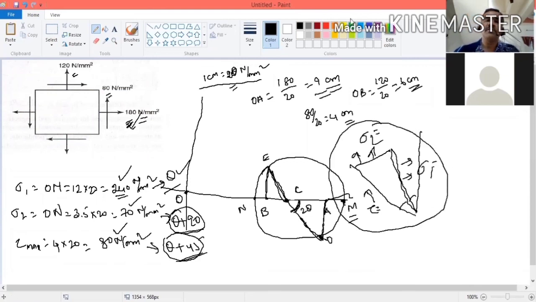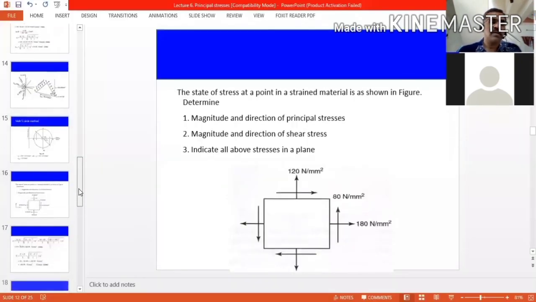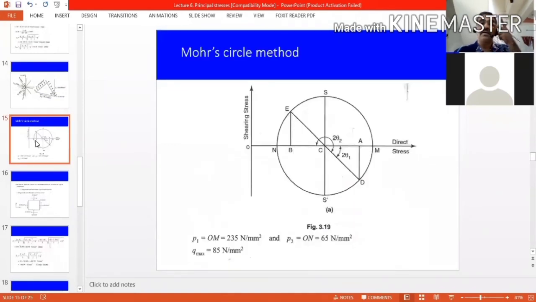Right? Now you can see this is the Mohr circle method. This is graphical method. You draw axis like that. You take O. OA is sigma 1. You take some suitable scale and mark the point OA. Then OB, that is sigma 2. Then vertical line. This is tau. AD also tau. BE also tau. Now you join E and D.